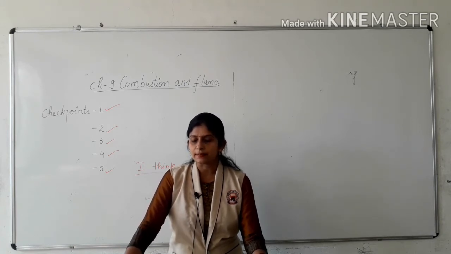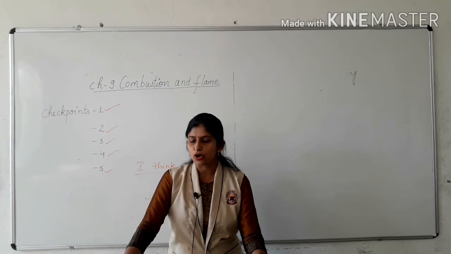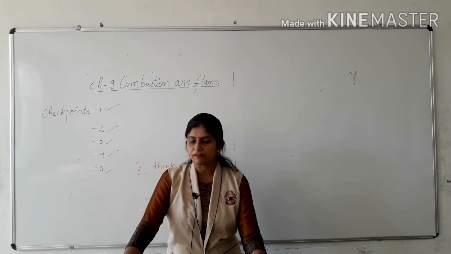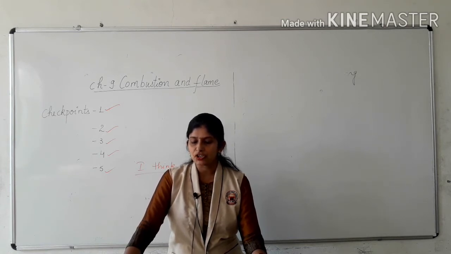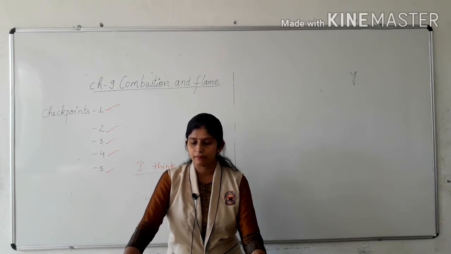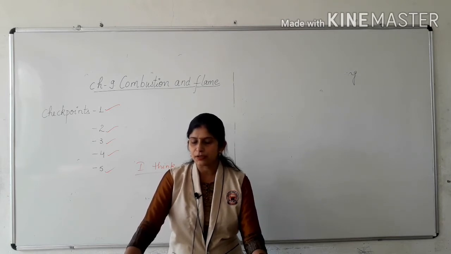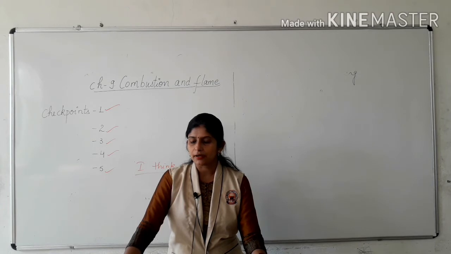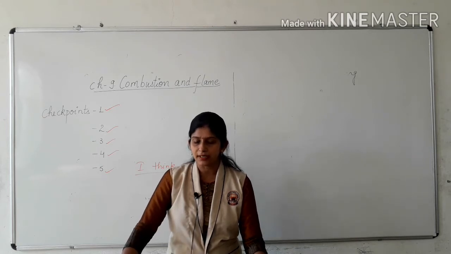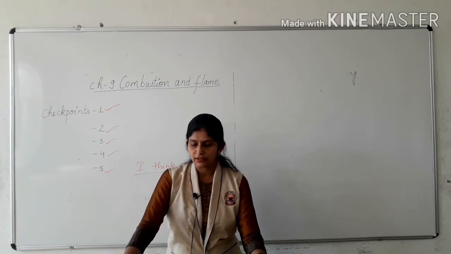Third, which of these substances undergo spontaneous combustion in the presence of air? Paper, LPG, alcohol, sodium. Fourth, which harmful gas is produced when a substance undergoes incomplete combustion? A. Carbon dioxide, B. Sulfur dioxide, C. Carbon monoxide, D. Oxygen. It's carbon monoxide, which is produced due to incomplete combustion of fuels.